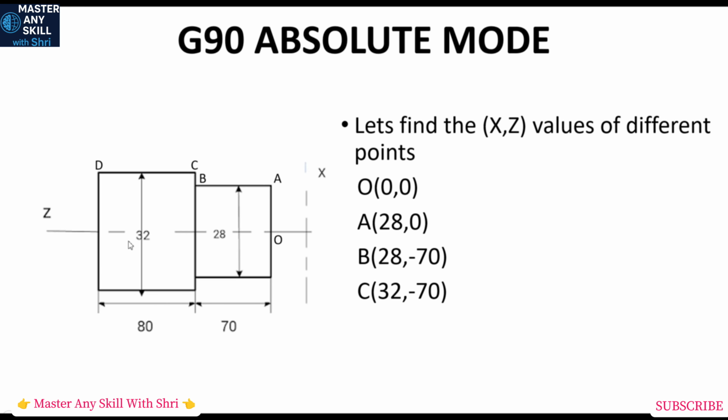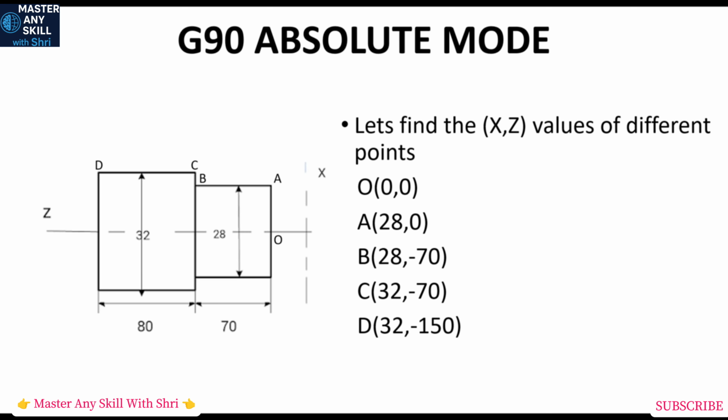Now let's see D's coordinates. So X in D, that means diameter at D, is 32. And how far is D from O in Z direction? So it's 70 plus 80, which is 150, so minus 150 mm. So coordinates of D are 32 and minus 150. X is 32 and Z is minus 150. So this is how we have to calculate coordinates with the help of absolute mode. I hope you understand this absolute mode.